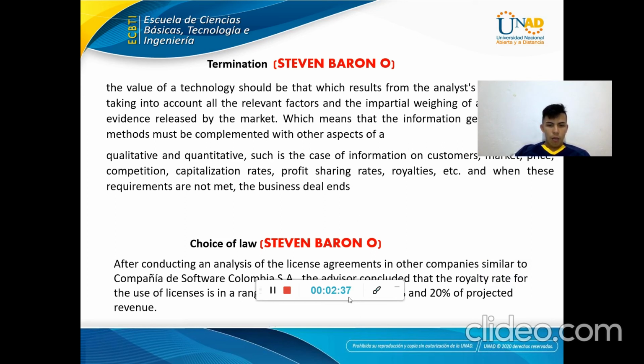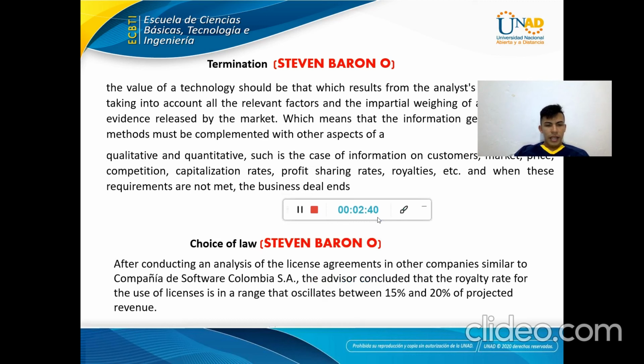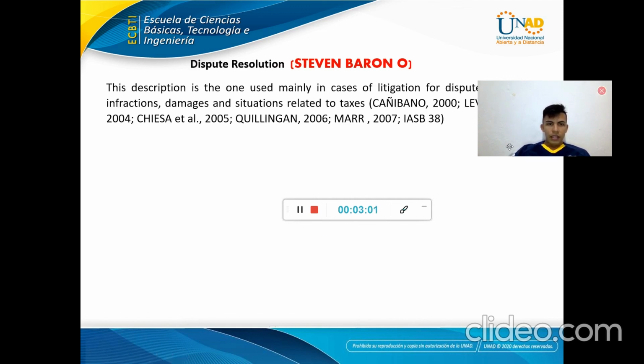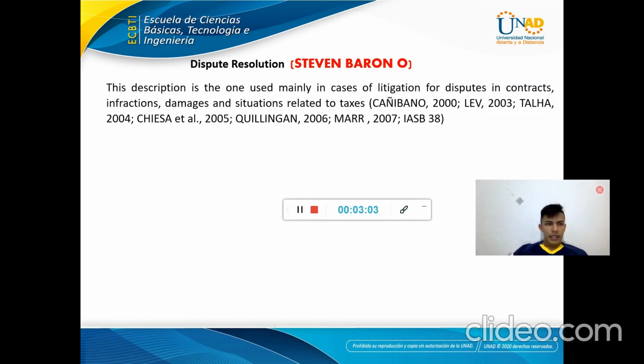Choice of law. After analysis of the license agreements in companies similar to Compañía de Software Colombia, the advisors concluded a royalty rate for the user license in a range that oscillates between 15 and 20 percent of projected revenue. Dispute resolution: used mainly in cases of litigation on contract disputes, infringement, damages, and tax-related situations.